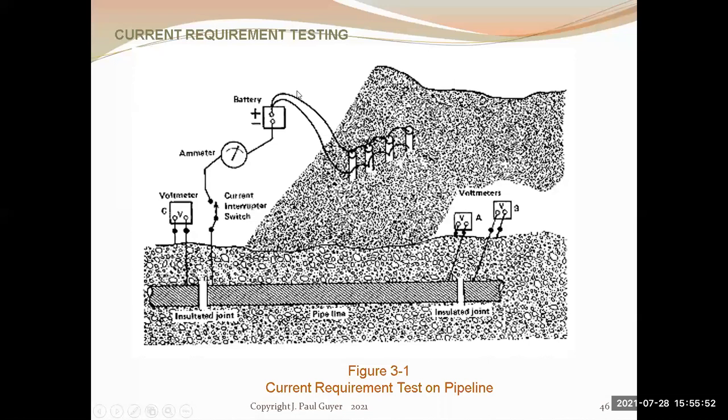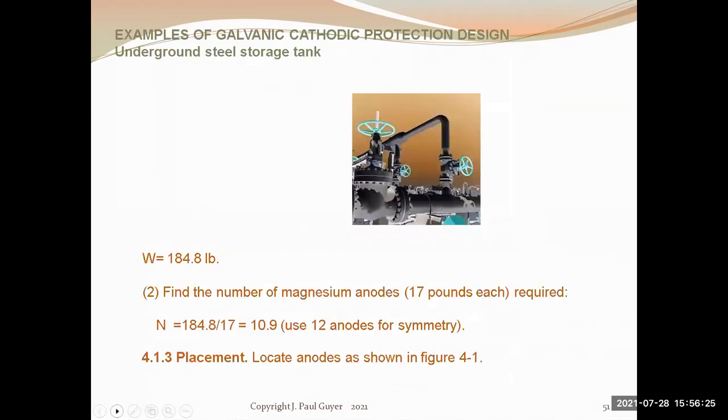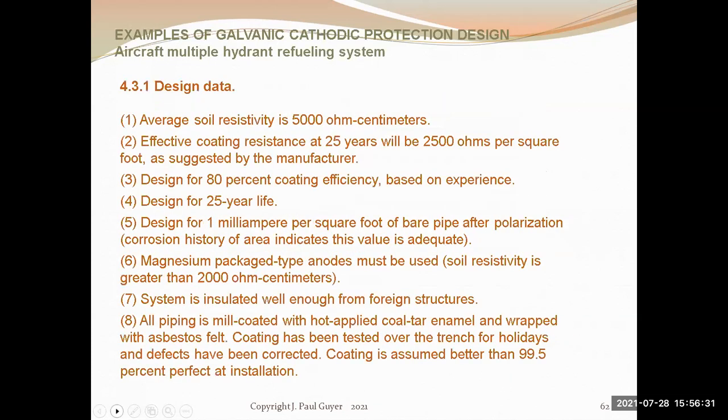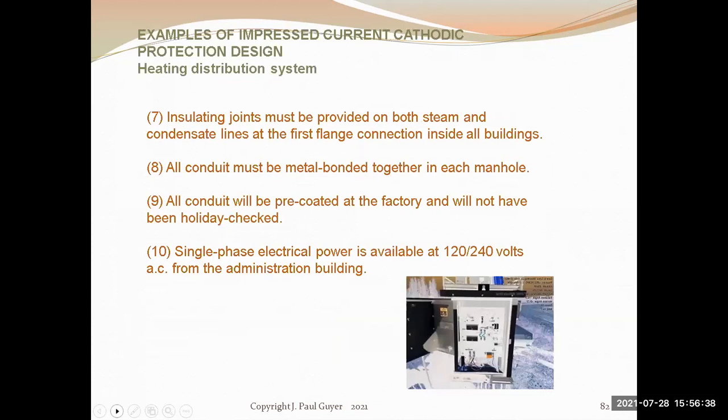Okay, that brings us to the end of our allotted time. Now the next chapter here is a bunch of examples of galvanic or sacrificial anode cathodic protection. And then following is chapter 5, which is examples of impressed current systems. But we don't have time to go through all of these. So I would encourage you to get a copy of these PowerPoints and go through this remaining material at your leisure.